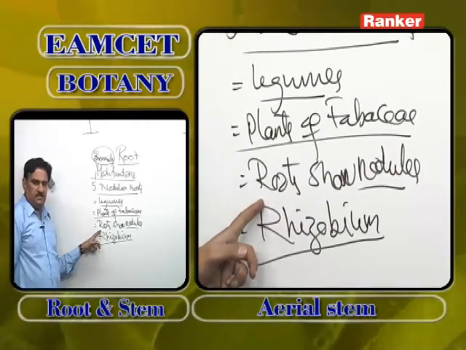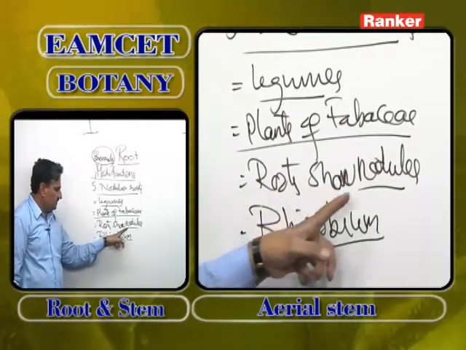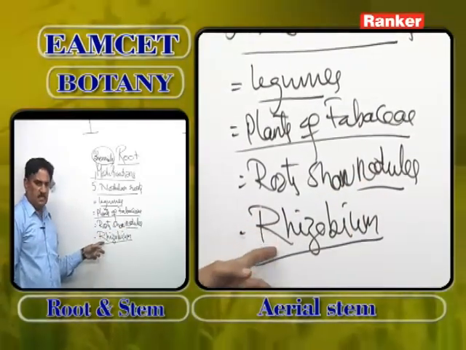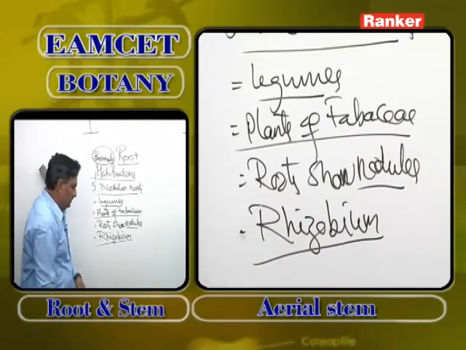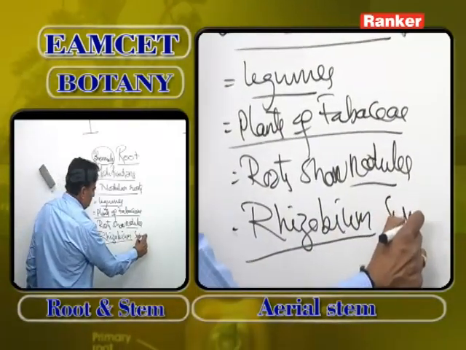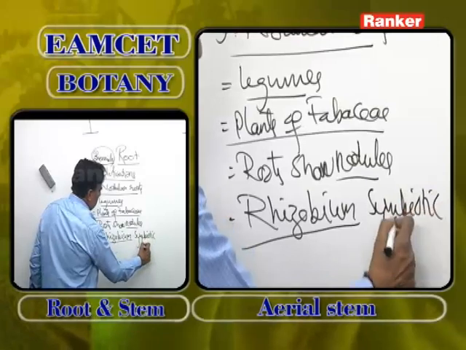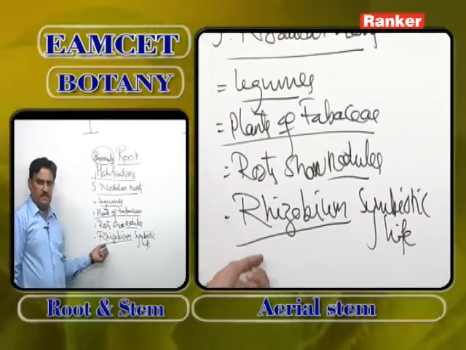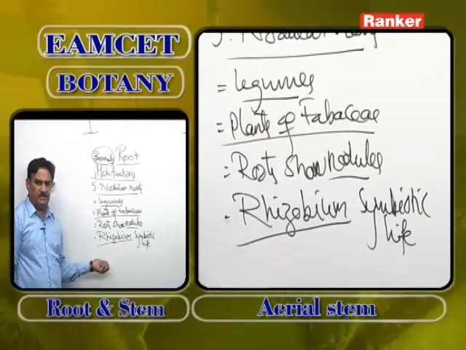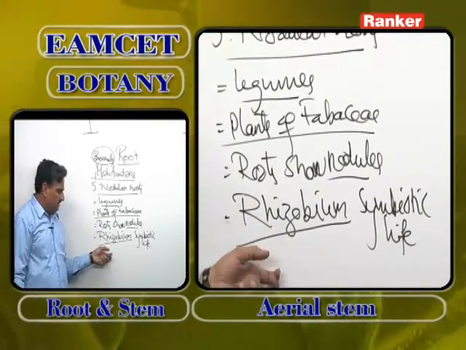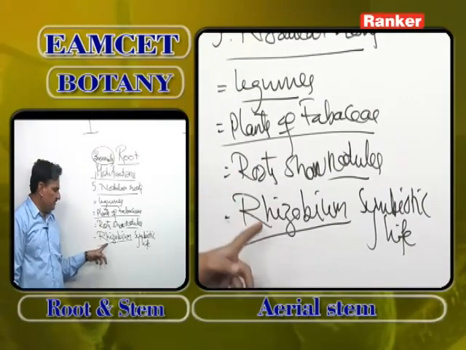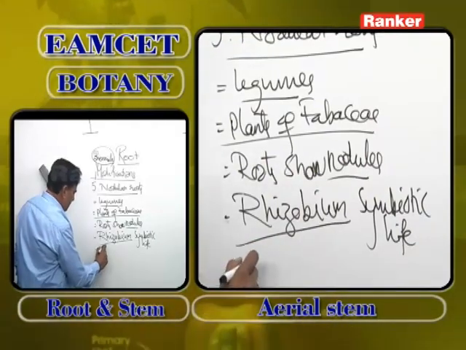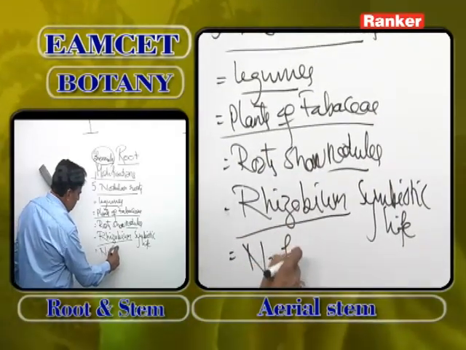Here in the plants of Fabaceae, the root system is a taproot system which definitely shows special bulged structures called nodules. These nodules contain a special bacterium called Rhizobium, which leads a symbiotic life. Symbiotic life means two totally different organisms living together and both getting benefited. Two completely different organisms living together and both getting benefited is called symbiosis. So Rhizobium lives here, and Rhizobium helps in nitrogen fixation.